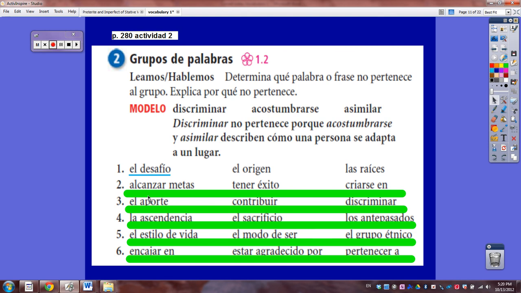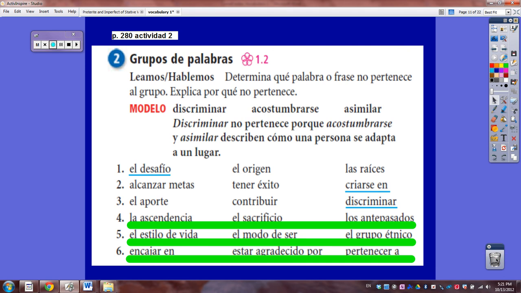Okay, and number 2, we have alcanzar metas, tener éxito, en criarse en. Alcanzar, to reach, metas, goals, to have success, and to grow up in. Obviously, grow up in doesn't belong. I will wait for you to write your reason. So pause. Aporte is a contribution, contribuir is to contribute, and discriminar is to discriminate. So to discriminate doesn't belong. Go ahead and pause. Ascendencia.